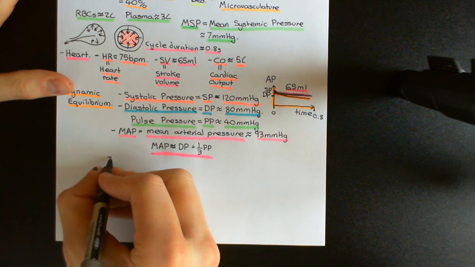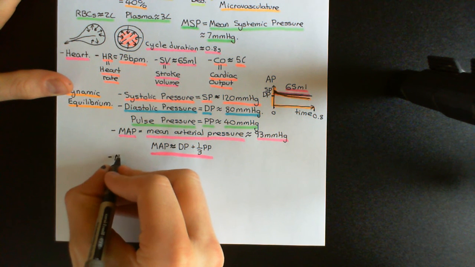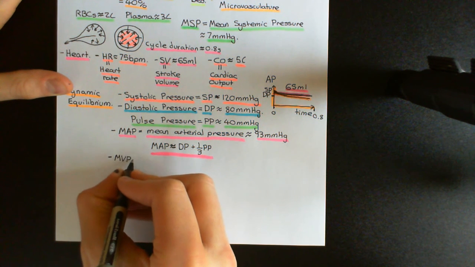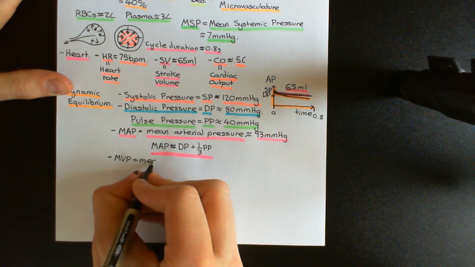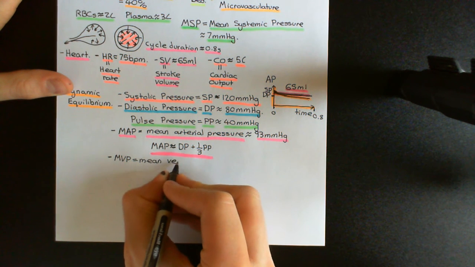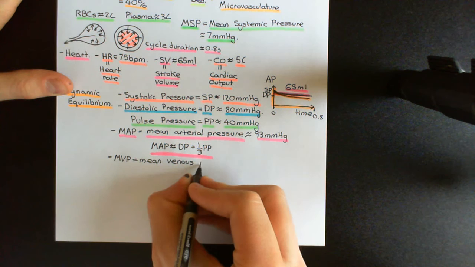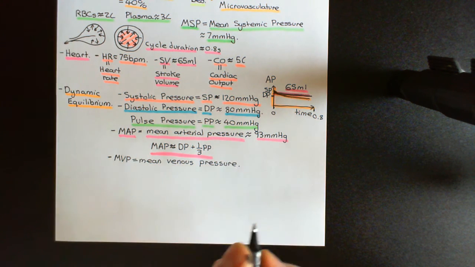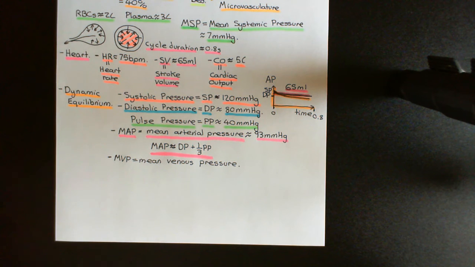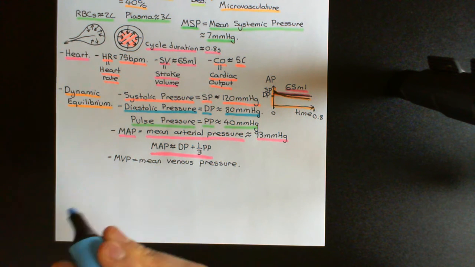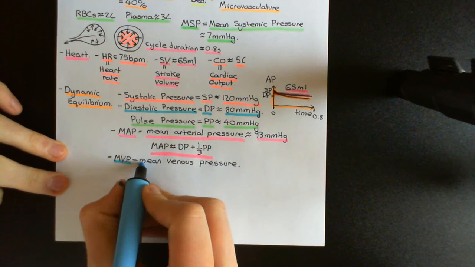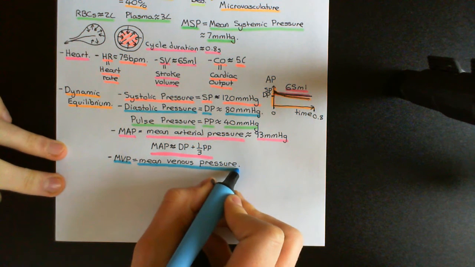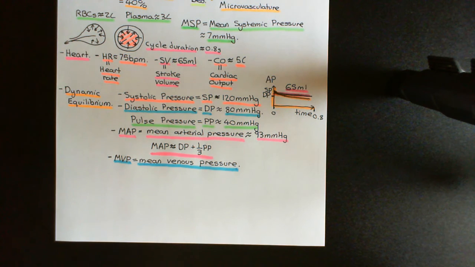One other important concept before we can go any further is the concept of mean venous pressure. And this is, of course, just as the name says, the mean pressure in the venous system. So MVP means mean venous pressure. And of course, at this dynamic equilibrium, we are interested in what is going to be the mean venous pressure because we know it will have decreased from the mean systemic pressure that we started off with of 7 millimeters of mercury because we have taken blood out of the venous system.